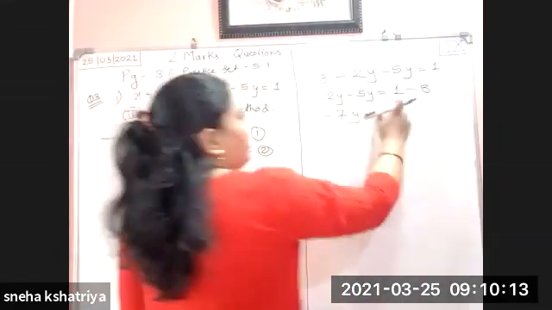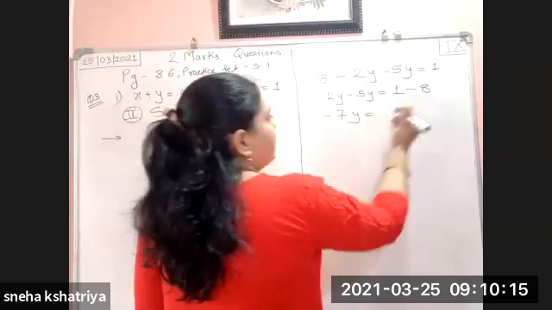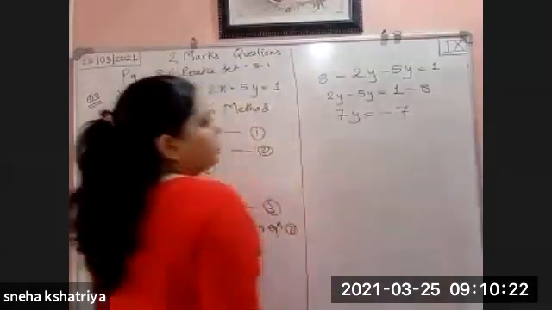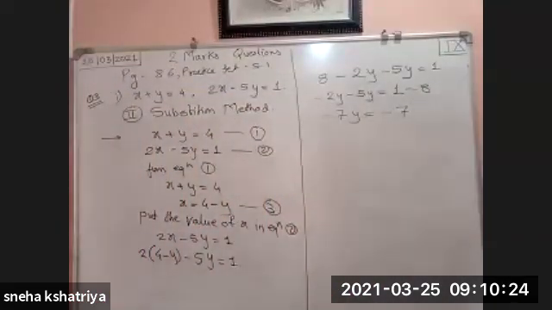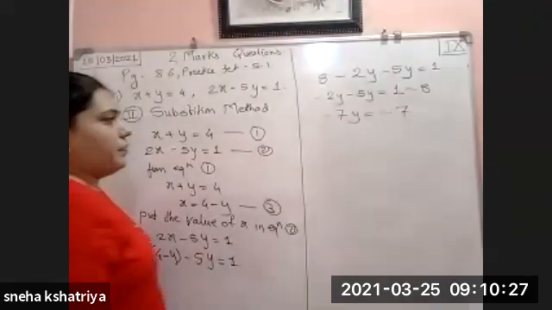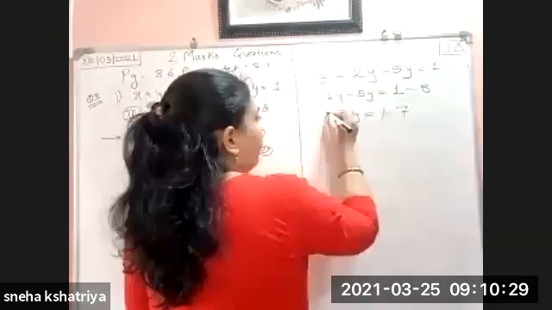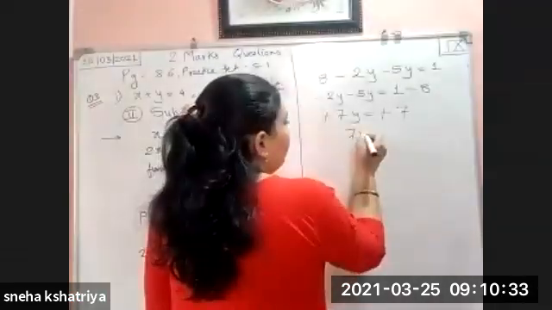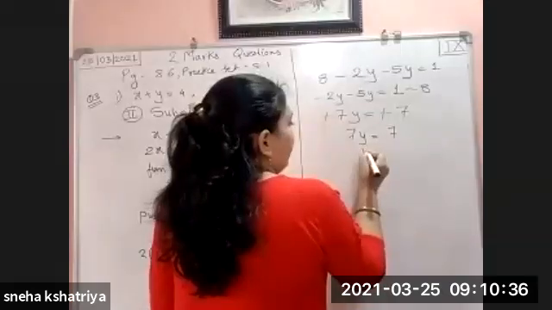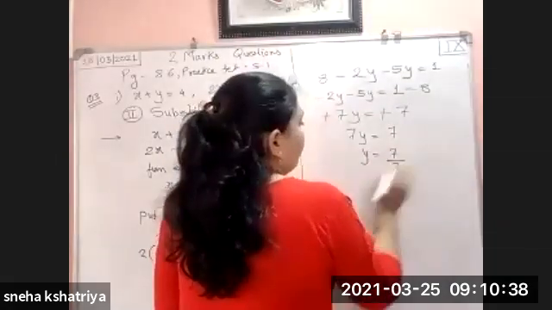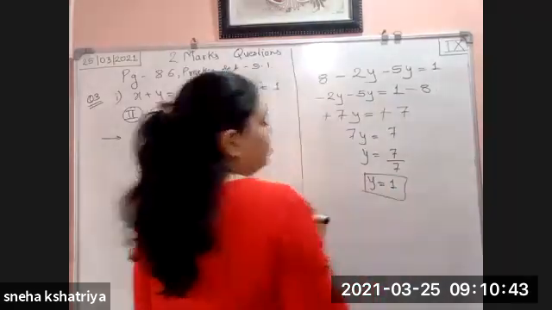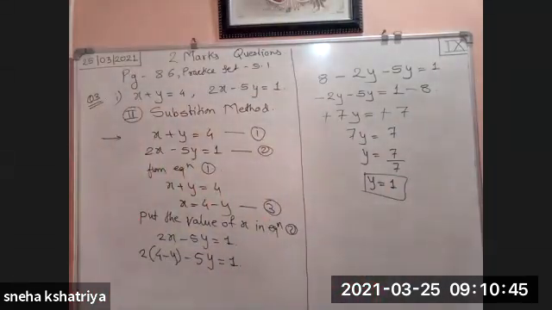So 1 minus 8 will give you a minus sign because 8 is the bigger number. What is the sign of the bigger number? Minus, so minus sign. 1 minus 8 will become minus 7, as subtraction 8 minus 1 is 7. So minus 7y is equal to minus 7; minus minus means plus, it gets cancelled. So what we get? 7y is equal to 7. Y is equal to 7 divided by 7. Y is equal to 1. So we get the value of y is equal to 1.